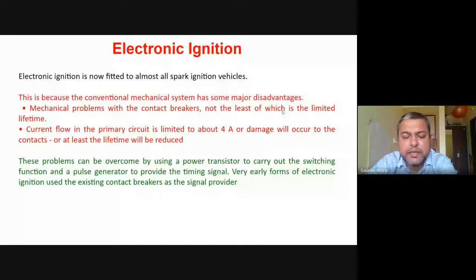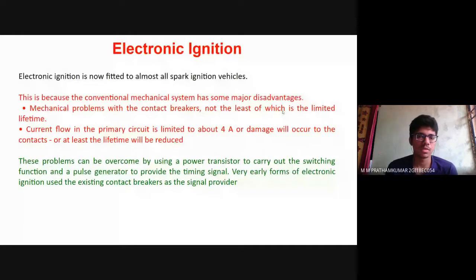In electronic ignition, we can see basically the electronic ignition in almost all spark ignition vehicles, and it has a major drawback: the current flow in the primary circuit is limited to about 4 ampere, or damage will occur to the contacts. It has 3 or 4 major drawbacks, and these problems can be overcome by the use of a power transistor and the use of a pulse generator. We can provide the timing circuit.